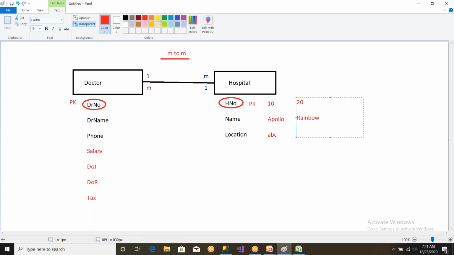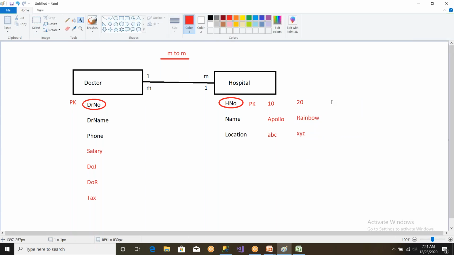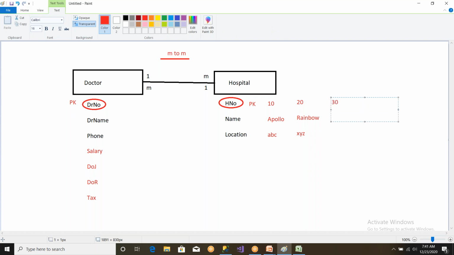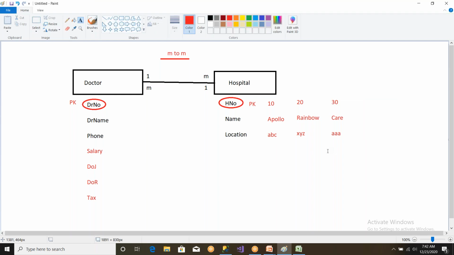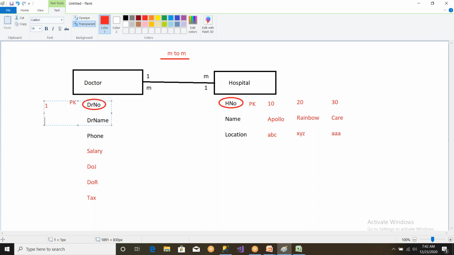Here's one more hospital, in XYZ location. Like that, we have hospital number three, Care Hospital, say in some AAA location. Like that, we have a lot of hospitals in the city. Now we have doctors. Doctor number one, let us say Dr. John, and some phone number.